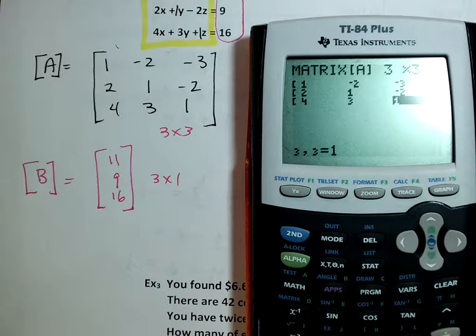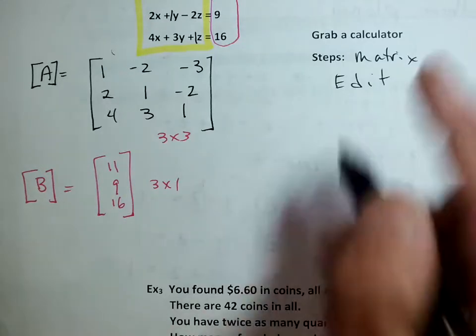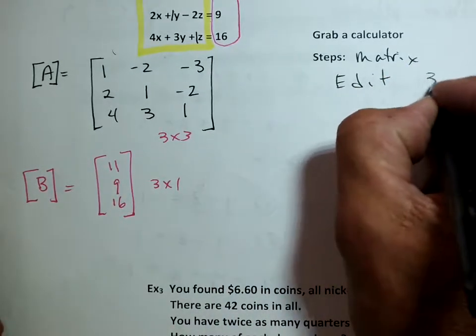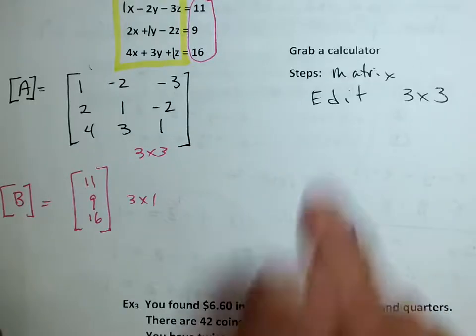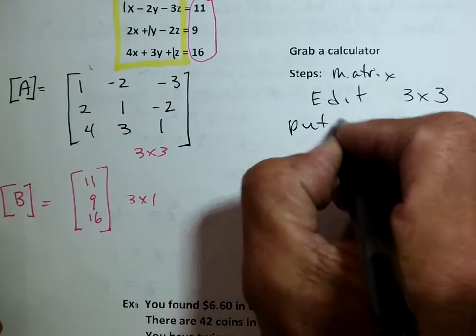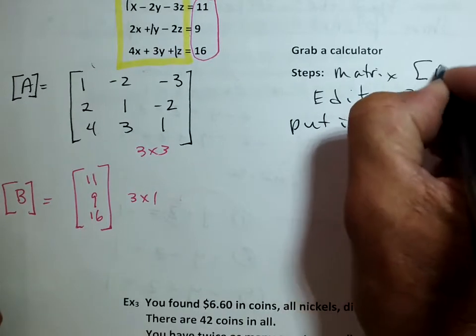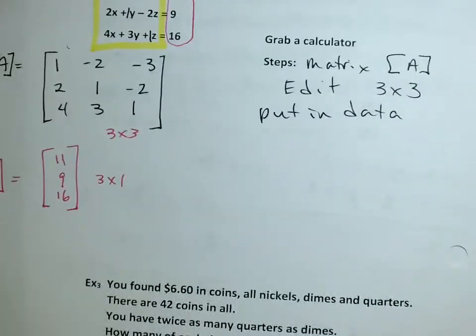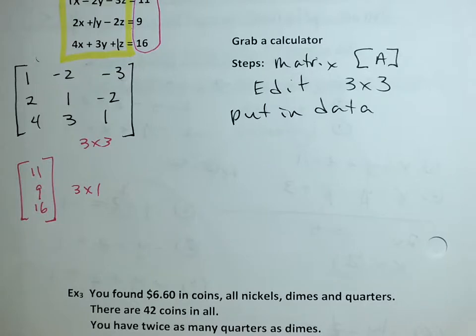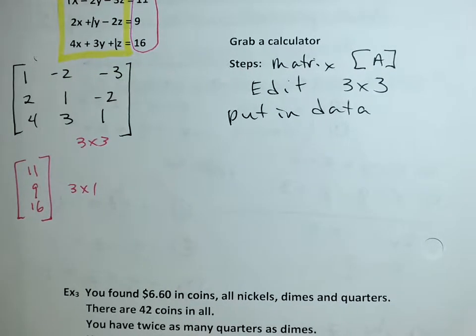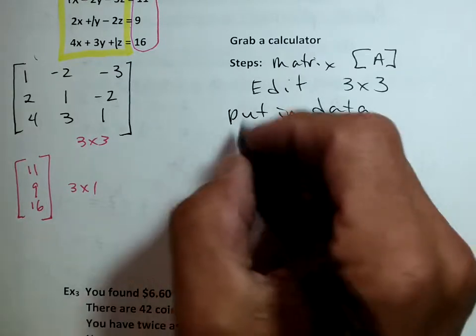So I want to make matrix B next. So I'm going to hit matrix again. So edit it and then make sure you go 3 by 3 and then put in data. Okay. Matrix A. Here's my steps, right? So we did matrix A, edit 3 by 3, and put in data. Okay. We're good. Now if we want to make matrix B, again we'll go to matrix.